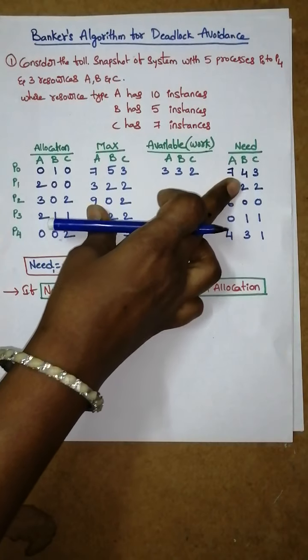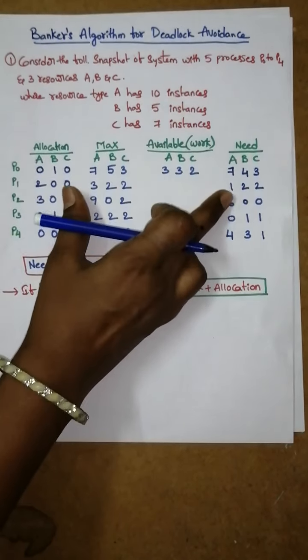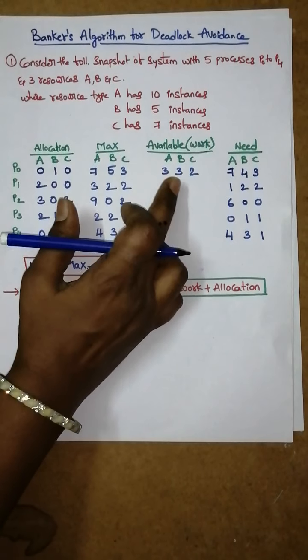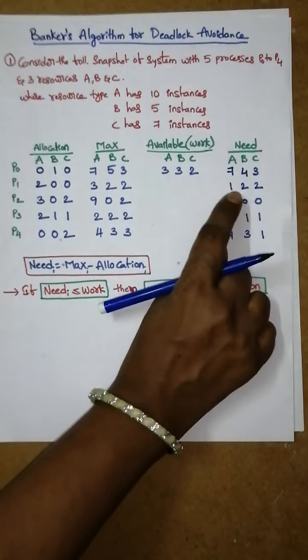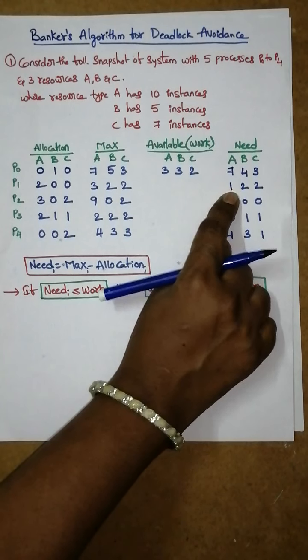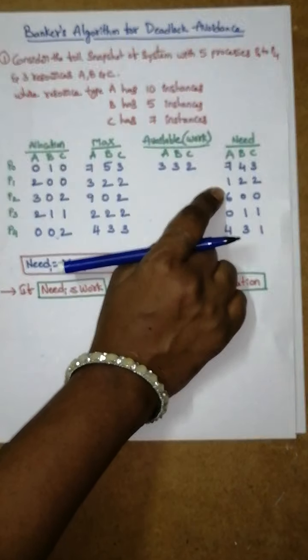I can't give this to the first person because he is asking 7 4 3. I can give only to those who are asking less than this 3 3 2. So I can give it to the second person. Imagine that I gave to that person. Now he took these resources, that is 3 3 2, and he executed.